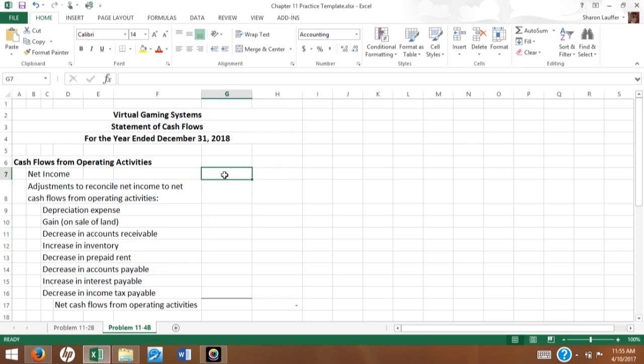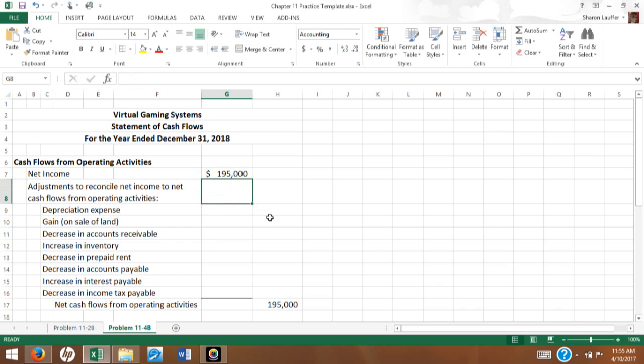So we're doing the indirect method. When we do the indirect method, we're going to start with our net income, and we're going to make adjustments to that net income to figure out what the cash flows were that were actually provided for operating activities. To get the net income to start with, you're going to look at your income statement. And this one says the net income was $195,000. So we're going to put that in there. That's going to be our starting point.